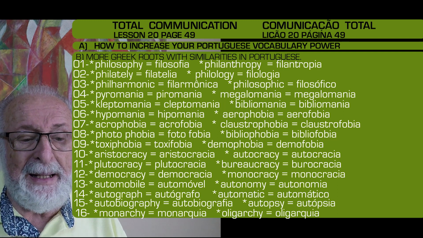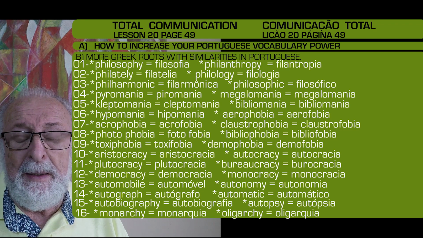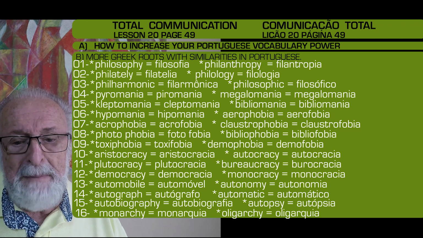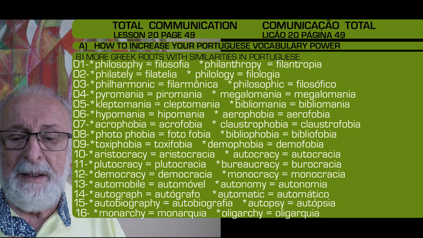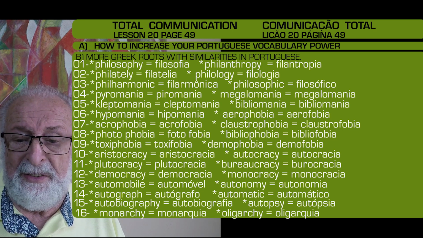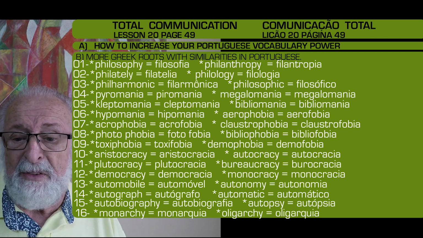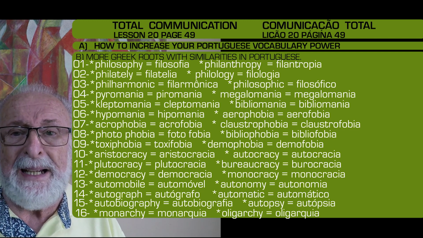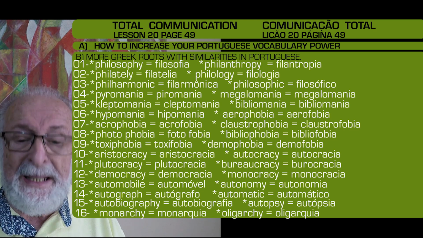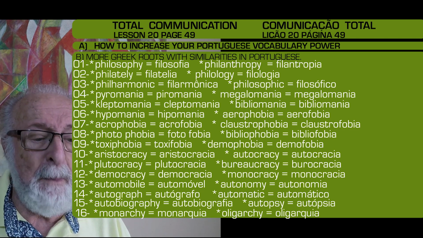In the same line, we have bibliomania. We say it the same way in Portuguese. It's written the same way, but just the sound is different. Bibliomania. Okay?